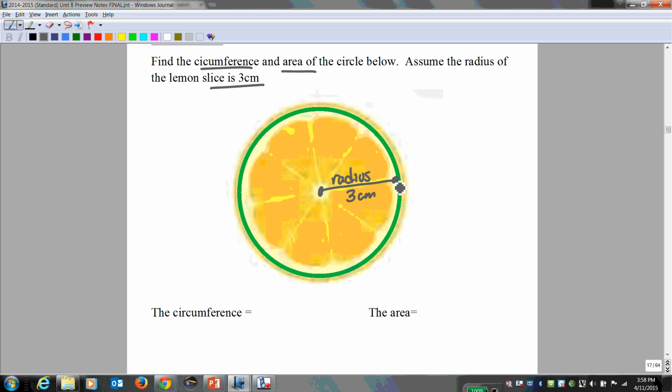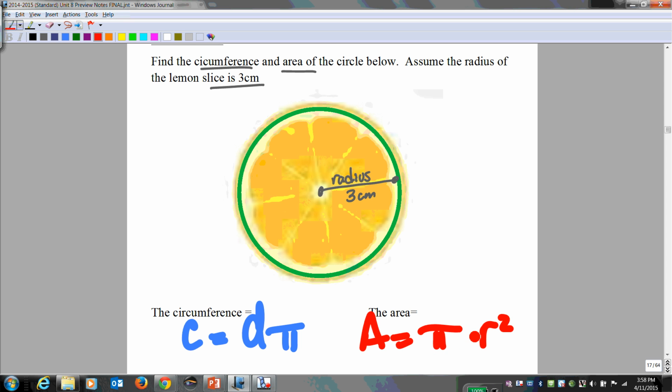C, d pi, I c d pi. Apple pie is really, really good. So C equals d pi. And apple pie is really, really good.